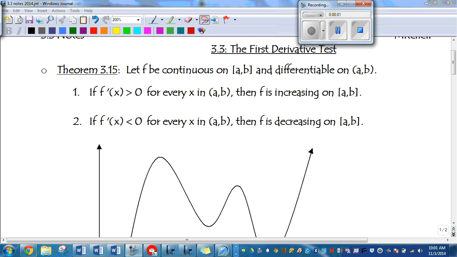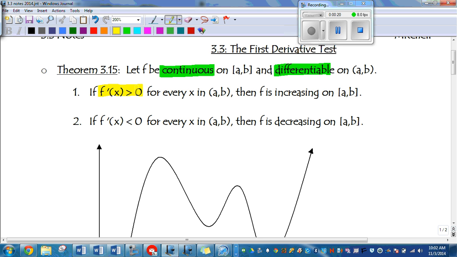All right, so for 3.3, we're talking about the first derivative tests. Starting off with this theorem, talking about, yet again, a continuous and differentiable function. If we have a continuous and differentiable function, then the following is true. If the derivative of f of x is greater than 0 for every x in that interval, then f is increasing on that interval.